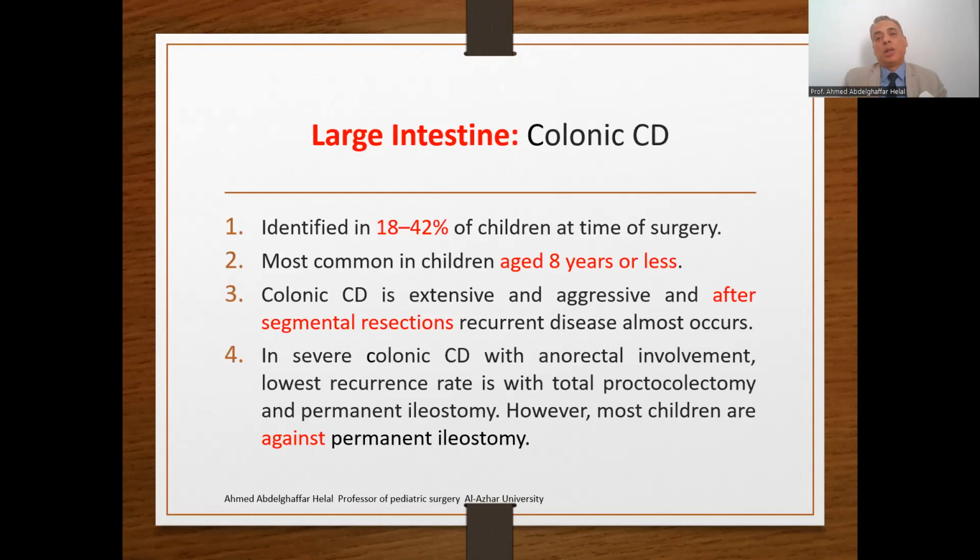For the large bowel, colonic Crohn's disease is challenging for the pediatric surgeon, as the diagnosis may be uncertain as to whether the case is Crohn's or ulcerative colitis. It is more common in children aged 8 years or less, usually extensive and aggressive, and after segmental resection, there is usually a high rate of recurrence. In severe cases with chronic Crohn's and anorectal involvement, the pediatric surgeon may need to perform total proctocolectomy and permanent ileostomy. However, most children are usually against having a permanent ileostomy.